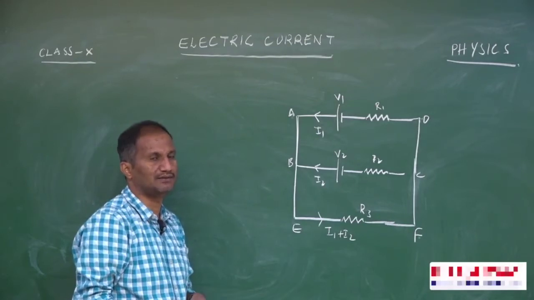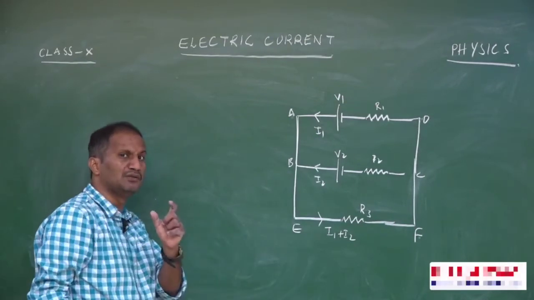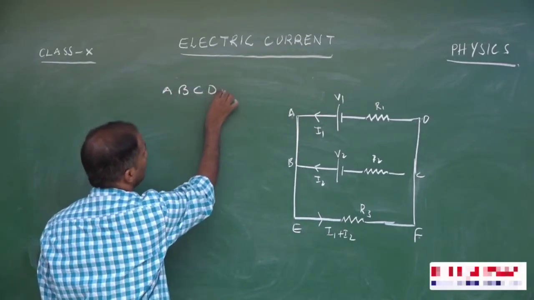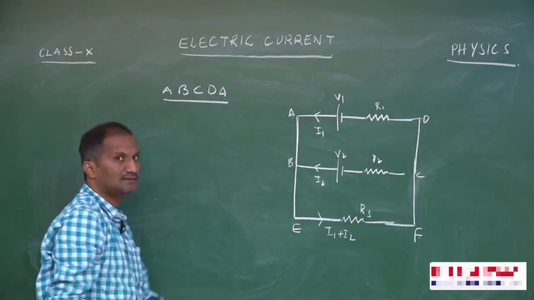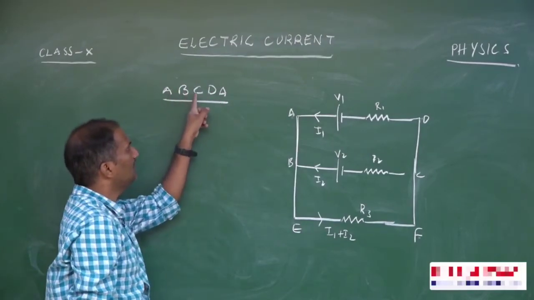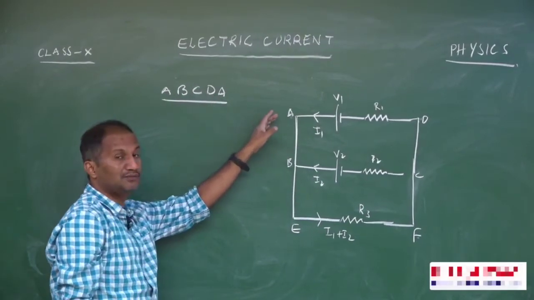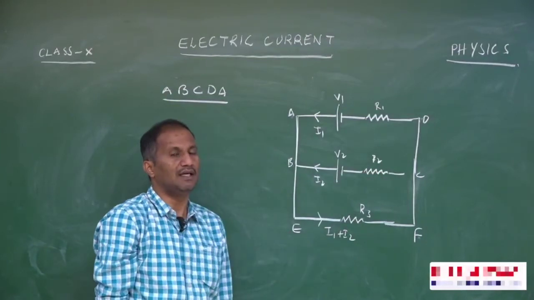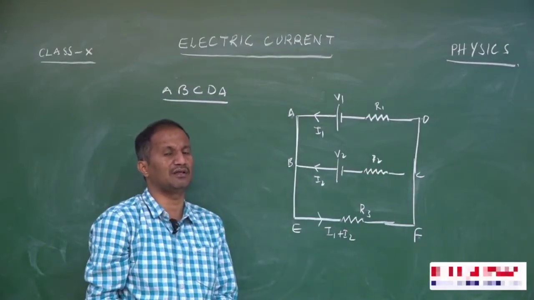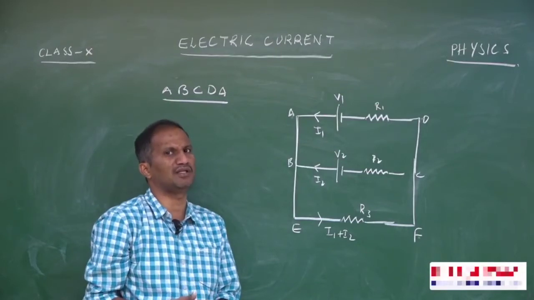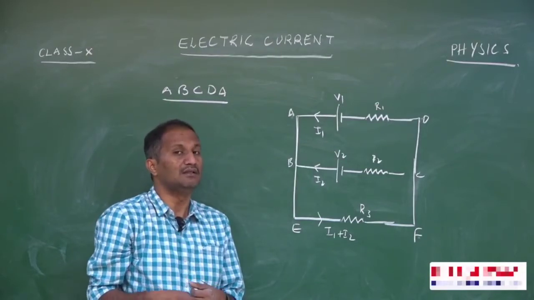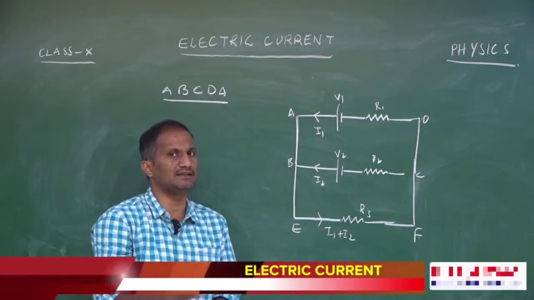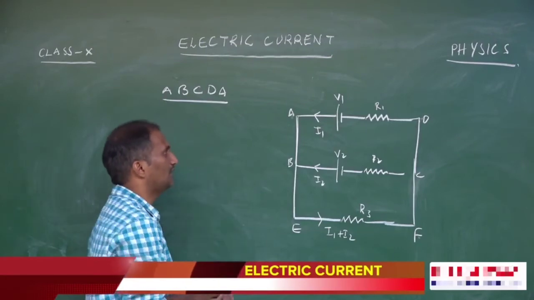Now let us consider one closed loop, that is A, B, C, D, A. As we move through this loop, we observe that at some components there is an increase in potential and at some components there is a decrease in potential. On the whole, the algebraic sum of all these increases and decreases in potential is equal to 0. Now we are going to have a look at this.